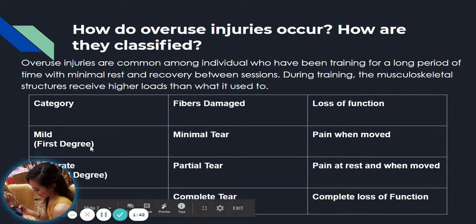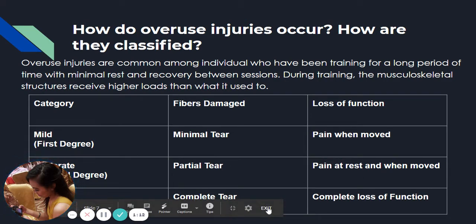First, the first degree, it's mild, with minimal fiber damage, a minimal tear, and loss of function, with pain when moving. So if you move it, it will hurt. And for the second one, we call it moderate, or second degree, a partial tear, with pain at rest and when moving. So even if you just rest and then move it, it will still hurt.